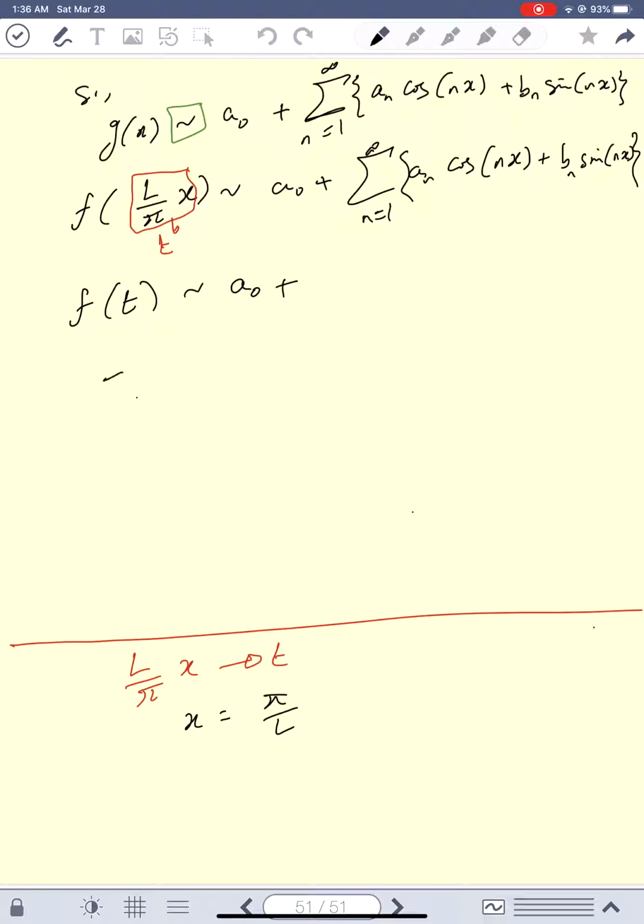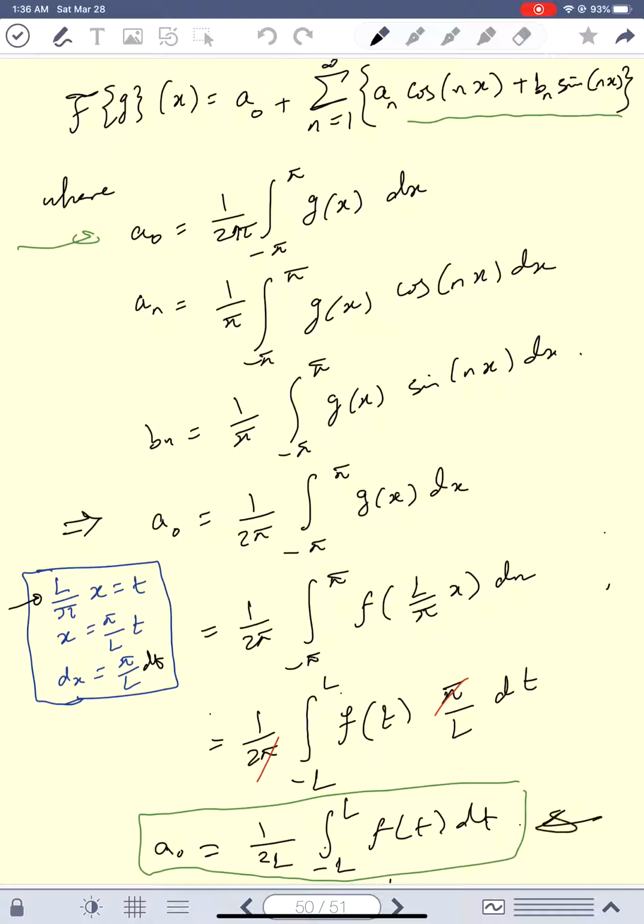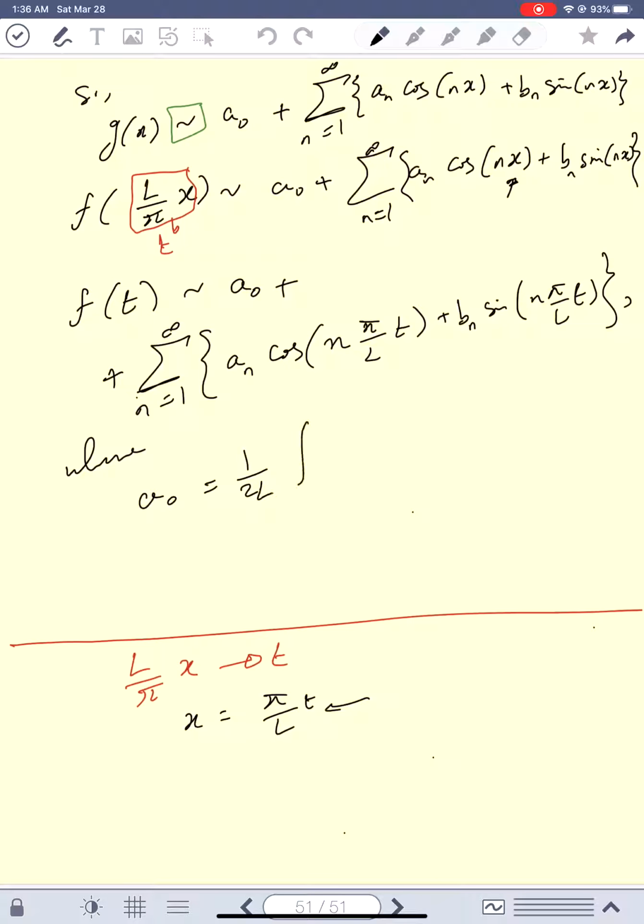So a_0 plus the sum from 1 to infinity of a_n cosine nx. I'm copying this, but I replace x by pi over L times t, plus b_n sine n pi over L t. And what is a_0? We found it. a_0 was this: it's 1 over 2L, the integral from minus L to L of f of t dt. Okay, what is a_n?